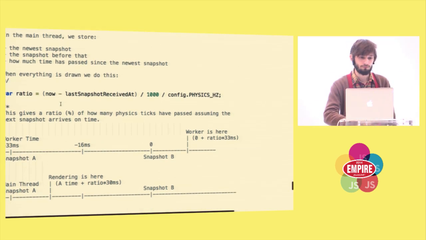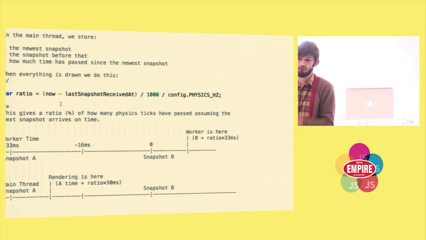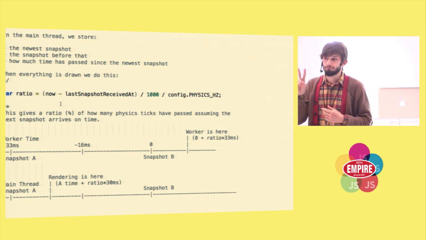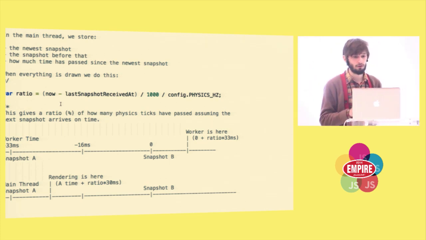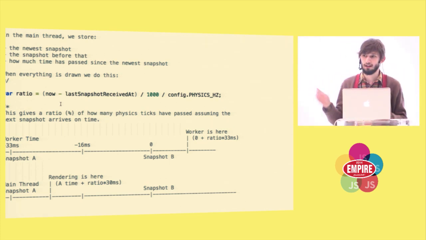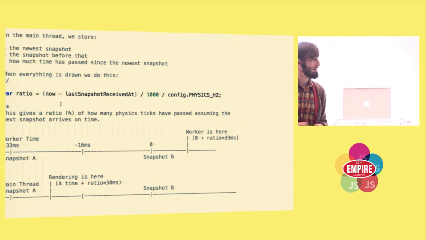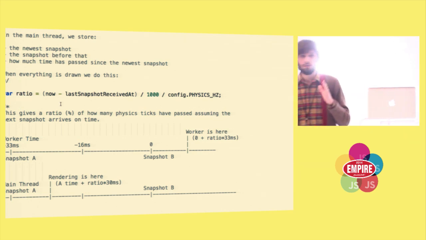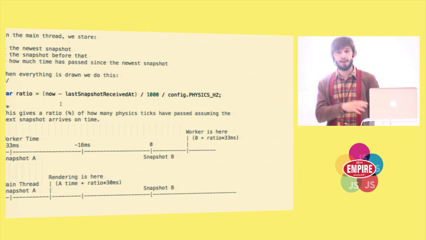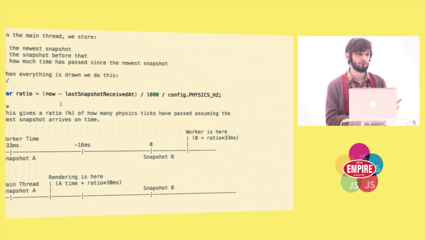So what we do is we have these snapshots, these things that are being emitted. We always hang on to the last two, the newest one and the one before. This is probably my most complicated slide, so don't worry about it. I got a little nutty with this diagram, but basically the idea is that we're always rendering one step in the past. We're rendering one step behind reality.